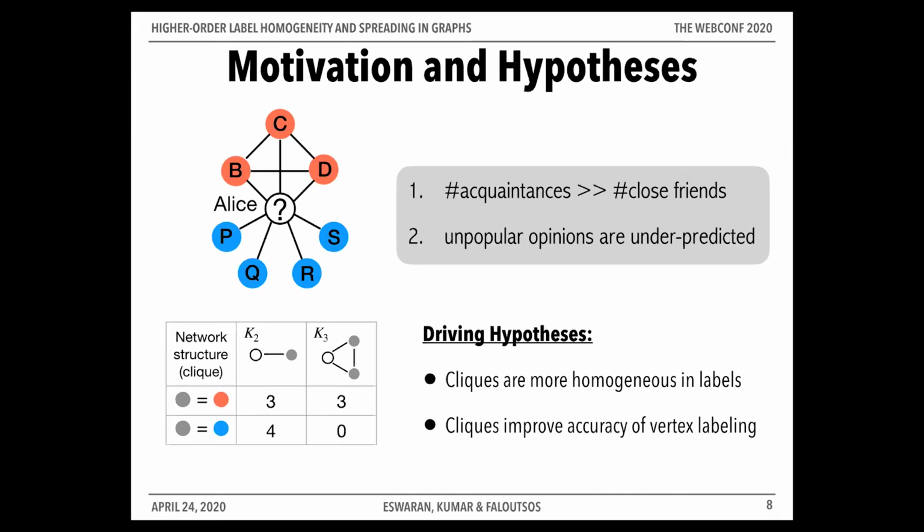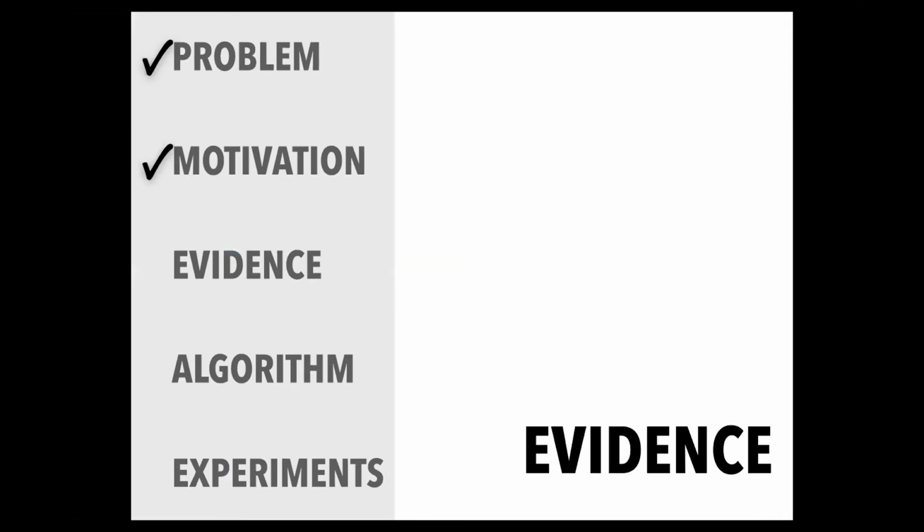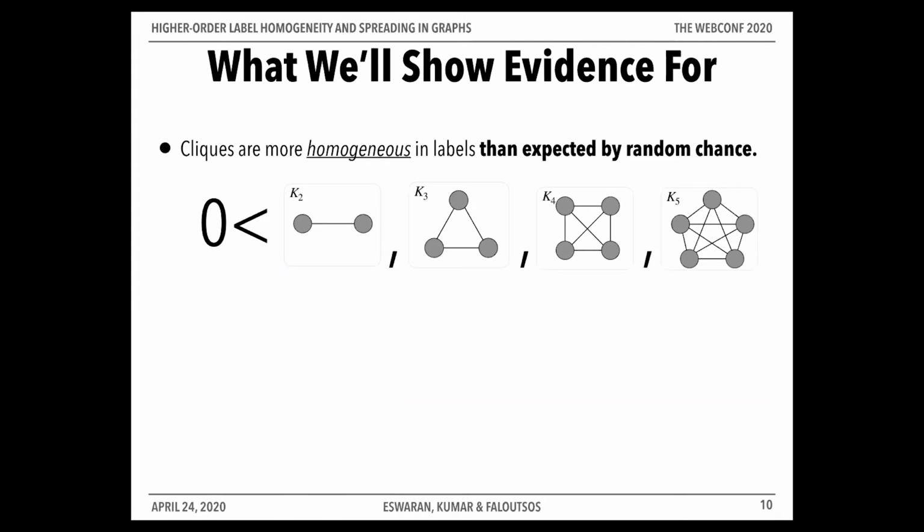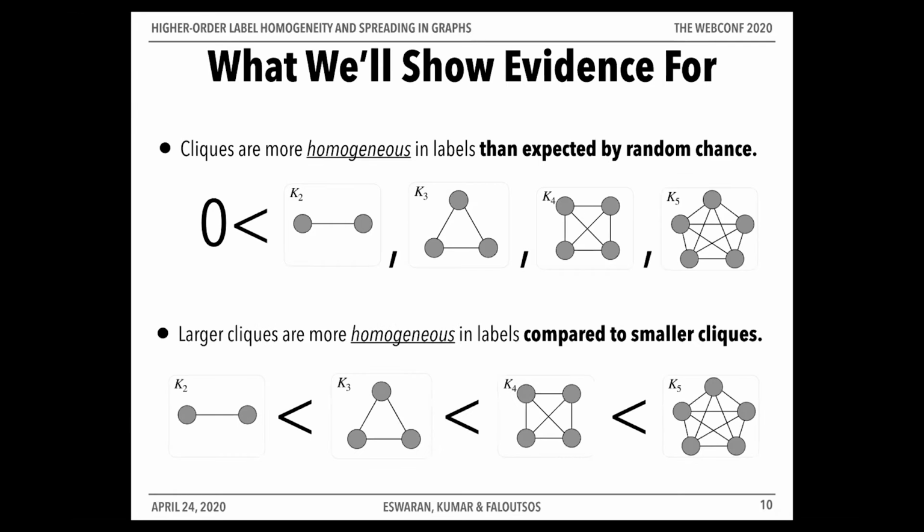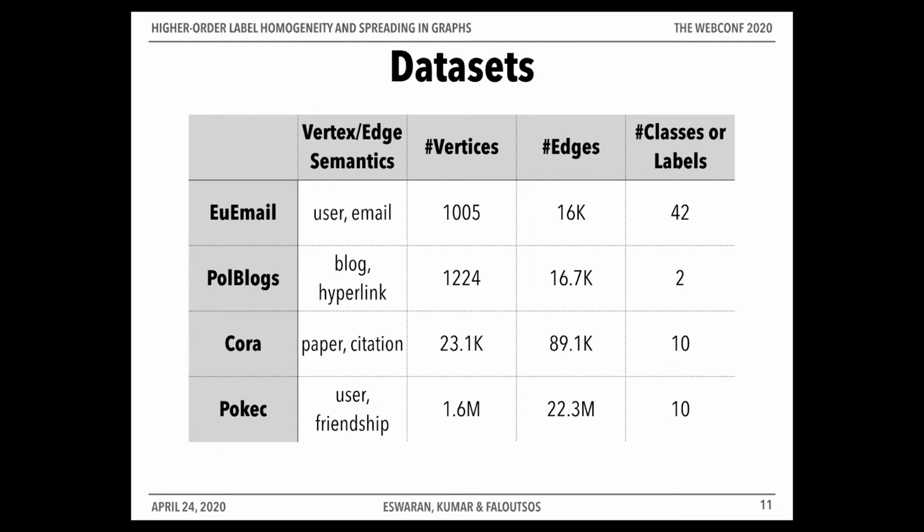So just a short answer to both of these questions is yes, and that's what the rest of the talk is about. I'll begin with some evidence to show that cliques are more homogeneous in labels than expected by random chance. In fact, this homogeneity only increases as you increase the size of the clique. We ran an empirical study on 4 large data sets coming from different domains with a variable number of classes from 2 to around 42.